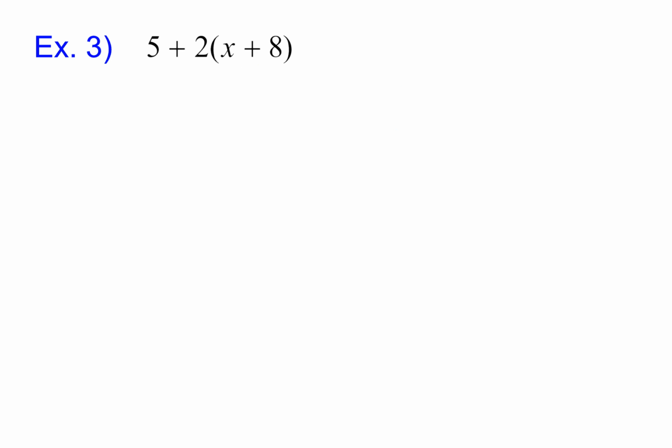Here we have 5 plus 2 times x plus 8. Now I'm going to address this a little bit differently because we're just talking about combining like terms and what things mean. So what this is saying is that I have 2 of x plus 8. So let me rewrite this. So basically I have a 5 plus, I need x plus 8 two times. So x plus 8 and x plus 8.